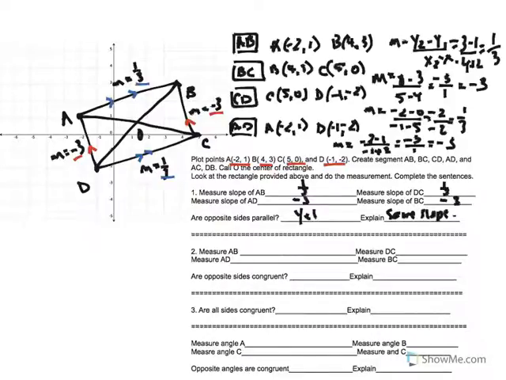So let's measure AB. We're going to use the distance formula to measure AB, DC, AD, and BC. So let's use our distance formula over here. Distance equals the square root of (x2 minus x1) squared plus (y2 minus y1) squared.